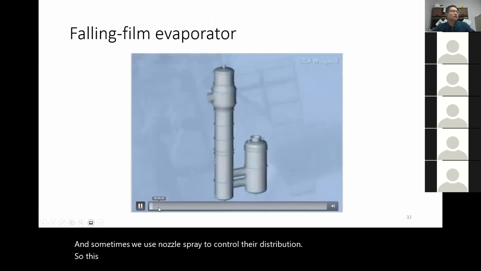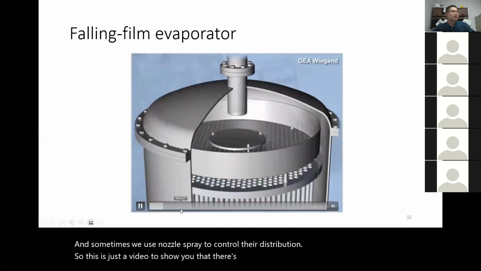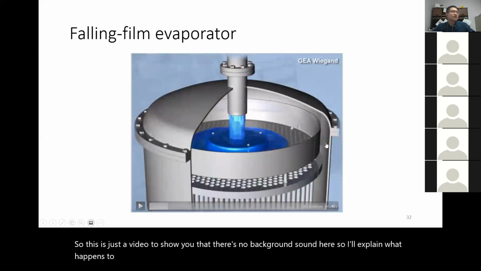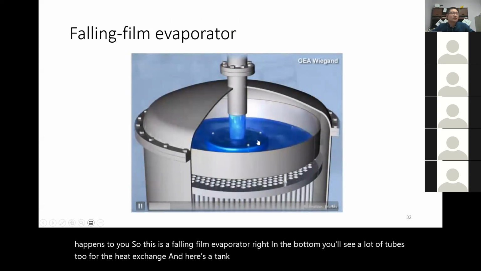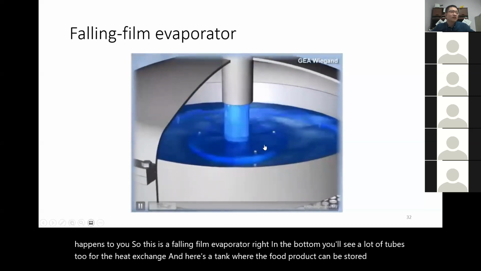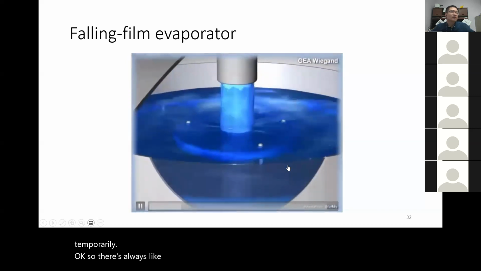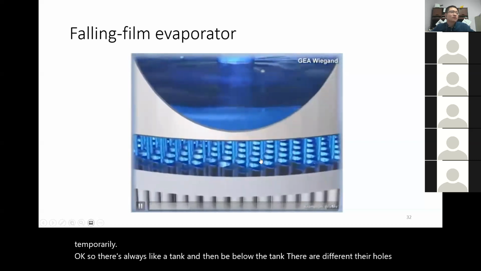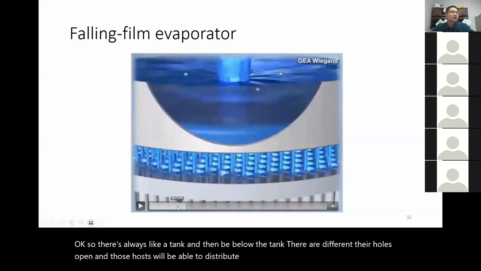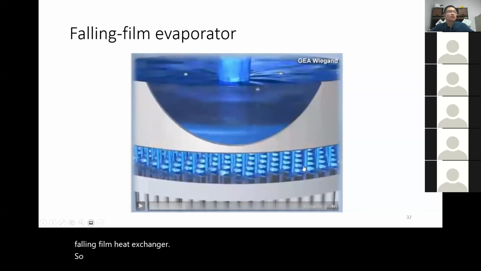So this is just a video to show you that there's no background sound here. I'll explain what happens. So this is a falling film evaporator, right? In the bottom, you'll see a lot of tubes for the heat exchange. And here's a tank where the food product can be stored temporarily. Okay, so there's always a tank, and below the tank there are holes open, and those holes will be able to distribute the liquid evenly into different tubes in the falling film heat exchanger. So that can help us make sure that the product is produced uniformly, or homogeneously, in the evaporation system.